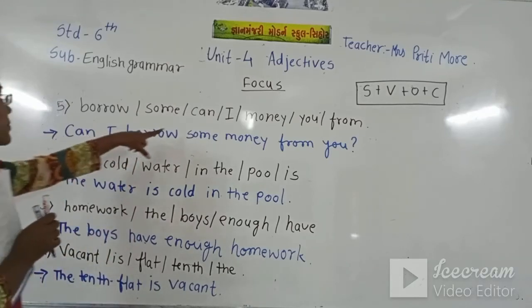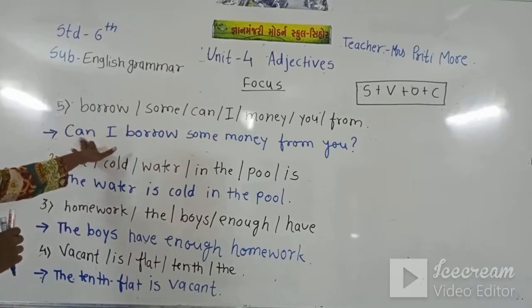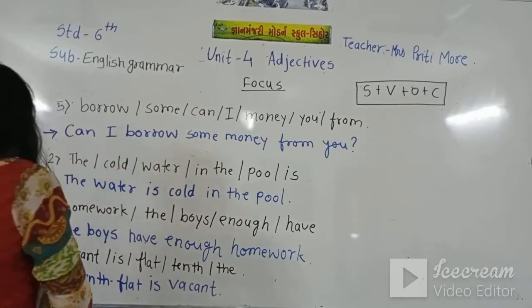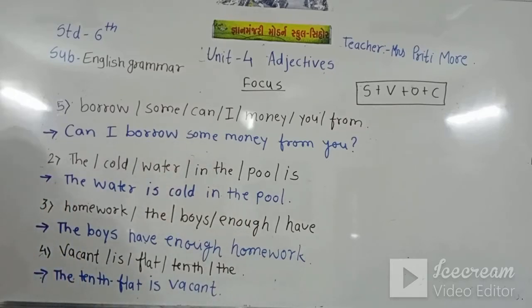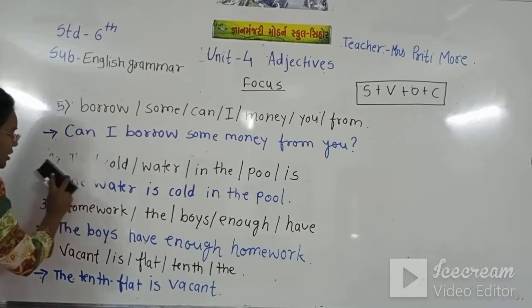Now the question mark. Can was there, that's why we made the question of this sentence. Now I just rub the second one, so I can write the sixth sentence over there.